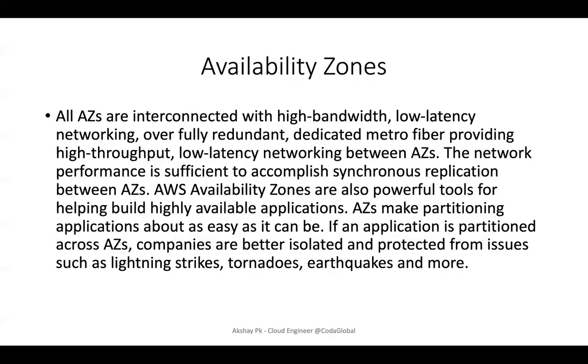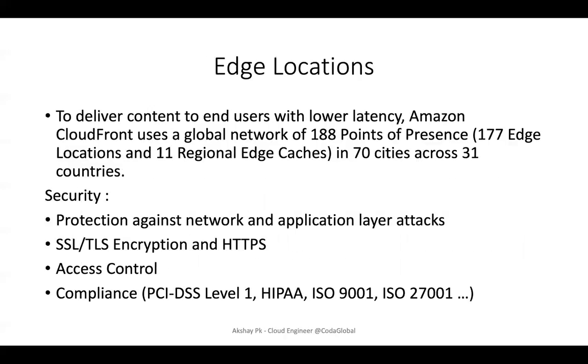All of the availability zones are interconnected with high bandwidth, low latency networking with fully redundant dedicated metro fiber, providing high throughput and very low latency between availability zones. Network performance is sufficient to accomplish synchronous replication between AZs. That's pretty cool, because we will be talking more about synchronous replication when we study the database services. And if an application is architected to use multiple availability zones, you are protecting yourself from lightning strikes, tornadoes, or earthquakes that might affect an availability zone.